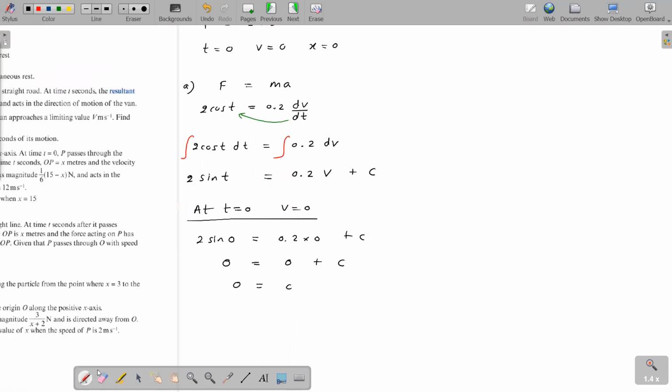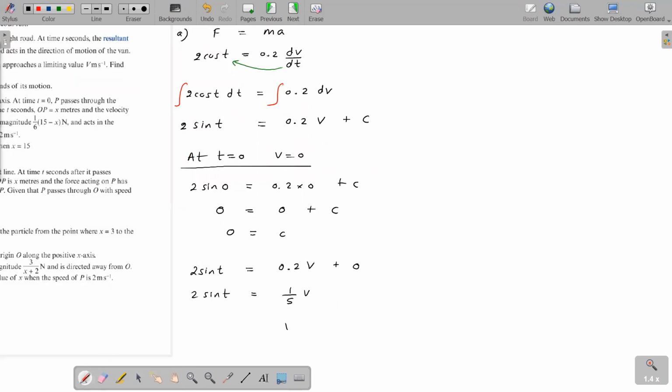Okay, so then put that value back into the main equation. 2 sine t equals 0.2 v plus c, where c is actually 0. Okay, so 0.2 is actually 1 over 5, right? So v equals 10 sine t. So velocity is equal to 10 sine t.